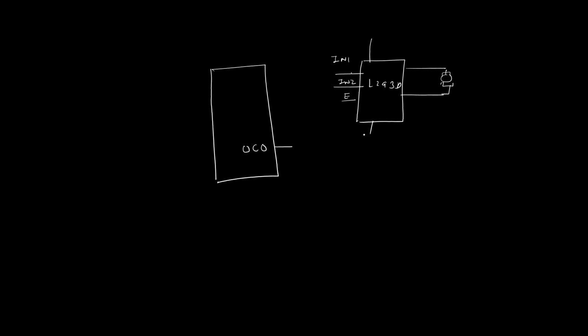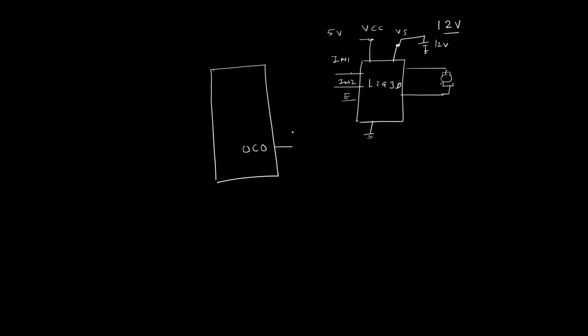Then we have ground and VCC to drive this IC, to provide supply to this IC, which is usually 5 volt, and the second supply is for the motor. This supply Vs will have to be provided as per the motor rating. For example, if you want to drive a 12 volt DC motor, this should be connected to a 12 volt supply.